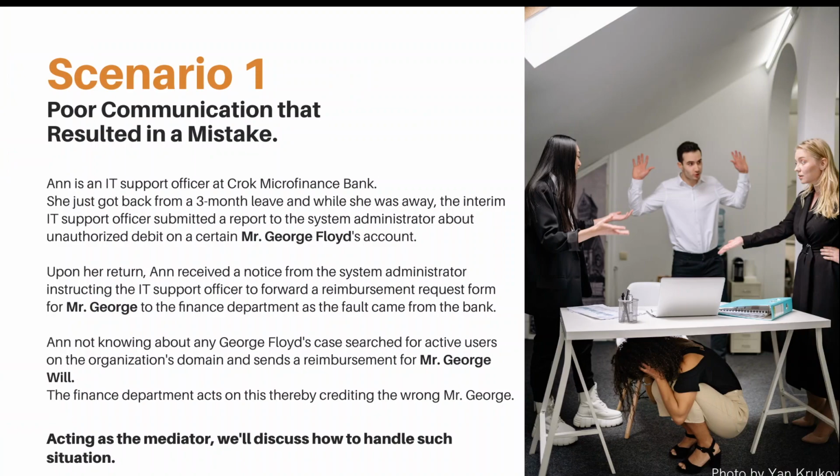Now we'll be tackling an example scenario, which is poor communication that resulted in a mistake. Now we have a case scenario that we will be reading out.